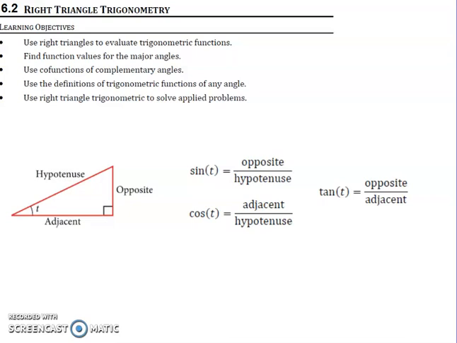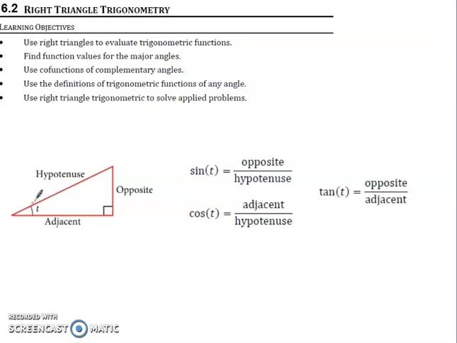Hello, in today's video we're going to be continuing and finishing section 6.2 on right triangle trigonometry. In our first video we discussed sine, cosine, and tangent and how those values gave us the ratio of two sides in a right triangle depending on the size of the angle that we're looking at. So if I'm looking at t, which is one of the acute angles in this right triangle, sine would then be the opposite side over the hypotenuse.